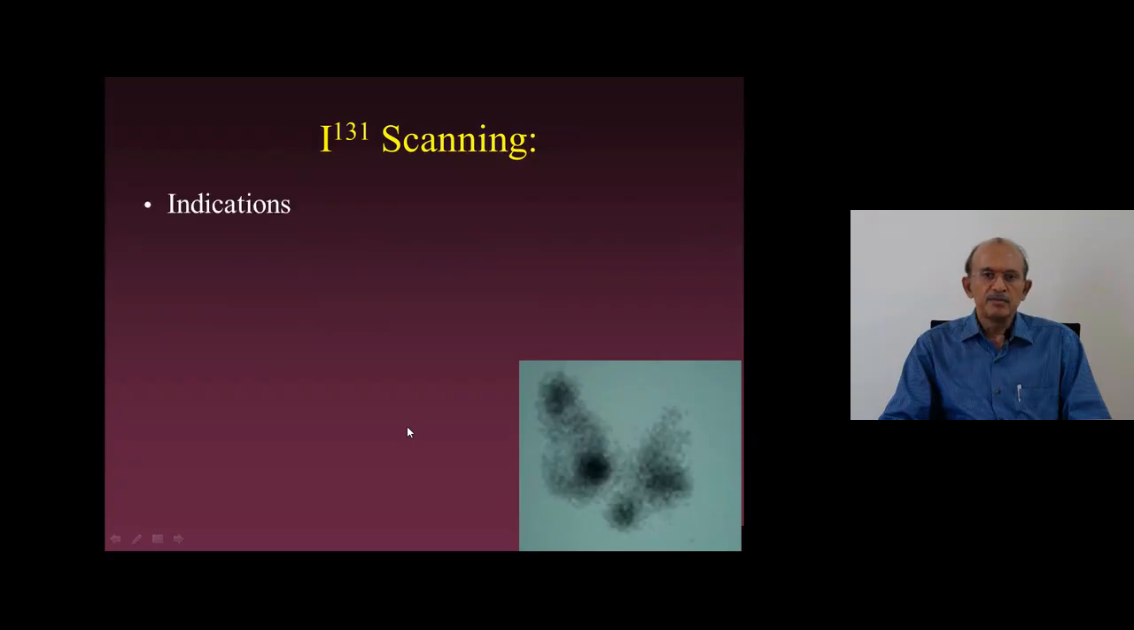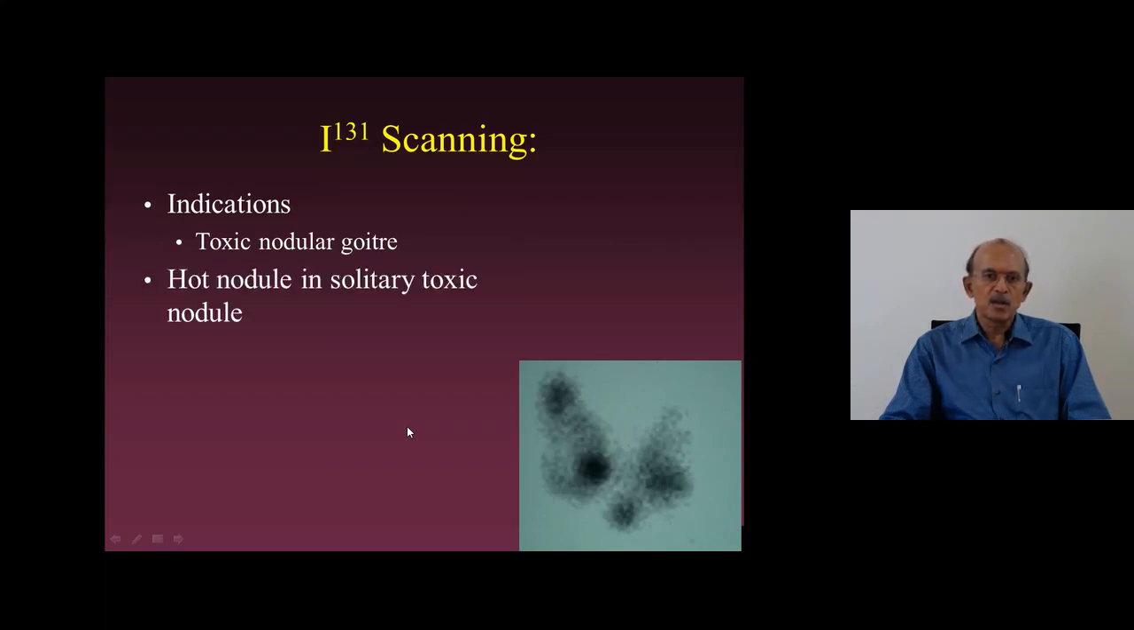Radioactive scanning is indicated only in the toxic nodular goiter. Toxic nodular goiter means multinodular goiter with secondary thyrotoxicosis. You will find a hot nodule in solitary toxic nodule. Hot nodule means where radioactive isotopes are being concentrated to a maximum limit. Then it gives a dense shadow like this. Then it is called the hot nodule.